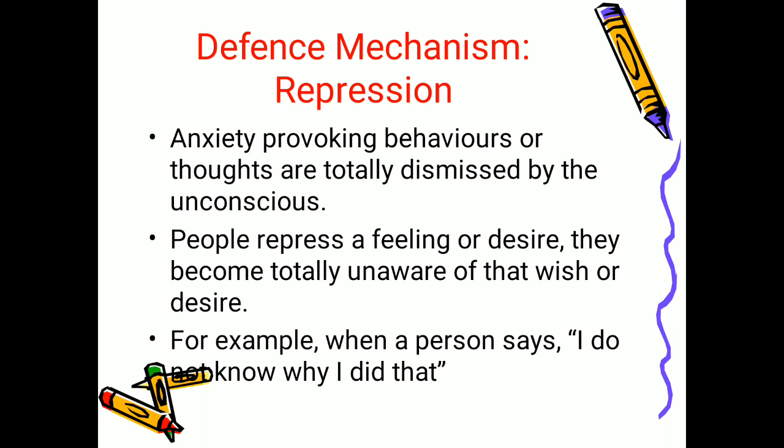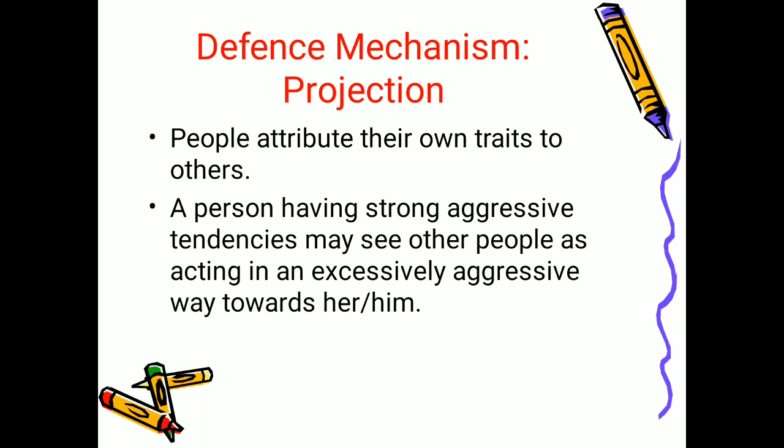Hope you understood. The second defense mechanism is projection. Projection means when people attribute their own traits to others. For example, what happens among brothers and sisters is that you have done something, and when your parents scold you for doing something, you say, no, I didn't do it, he did it, or your brother or sister did it. So you attribute your own traits to others, that I didn't do it, he did it.